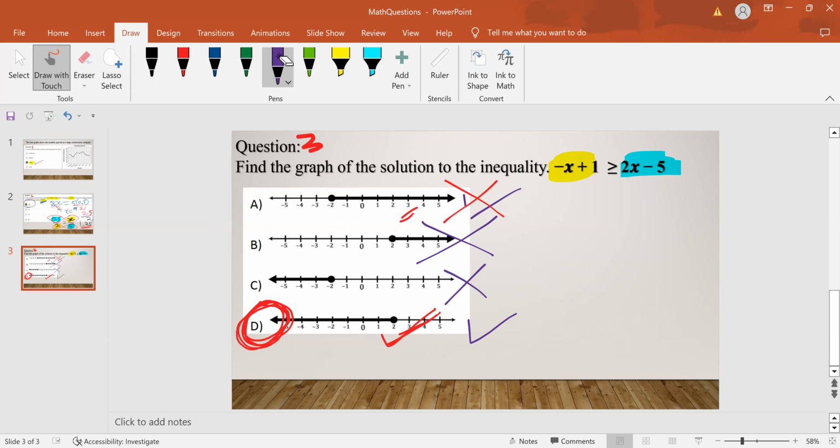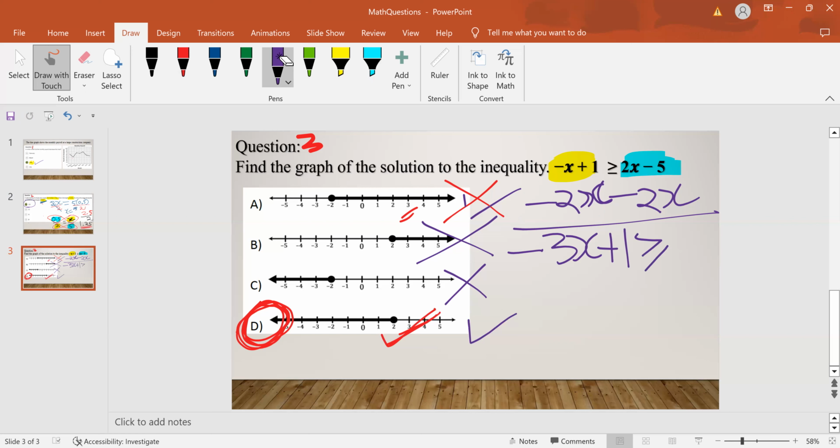For that, I'm going to subtract 2x on both sides. Doing that, I will eliminate the x on the right side. So I'm going to have negative x, and combining like terms, negative x minus 2x gives negative 3x, plus 1, is greater than or equal to negative 5. Yes, only negative 5, because the positive 2 and the negative 2x cancel. So we have negative 3x plus 1 is greater than or equal to negative 5.